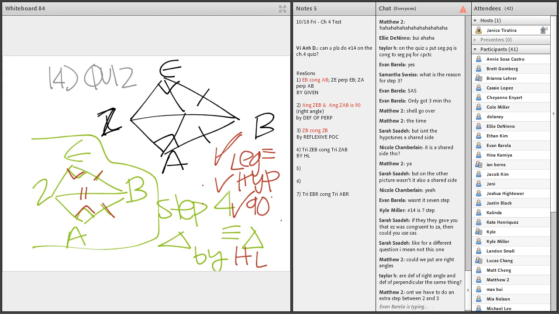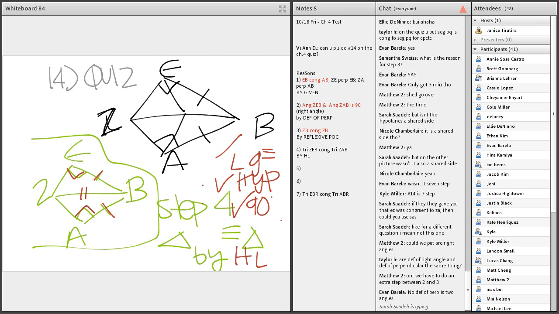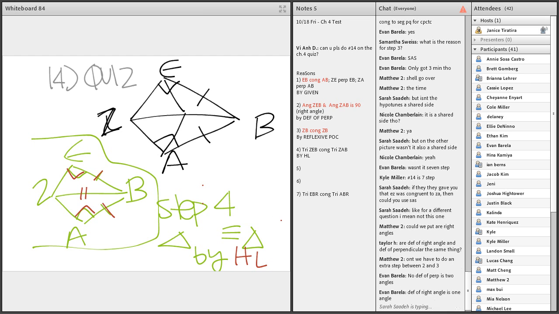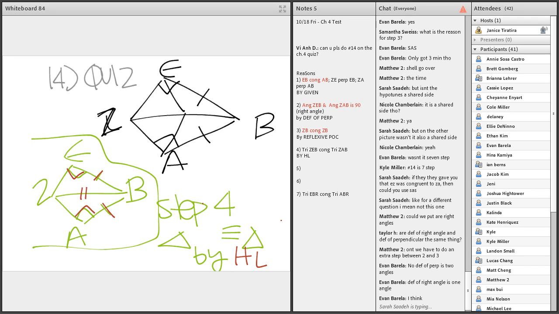Definition of right angle. Kind of. Taylor, kind of. Definition of right angle is when it says something like angle A is a right angle. Then you say it's 90 degrees. But in this case, we're not going to use definition of right angle because I didn't see any right angle. You know what I mean? I didn't see any 90s. So that's the only difference. Let me clarify a little bit after, okay, Taylor?